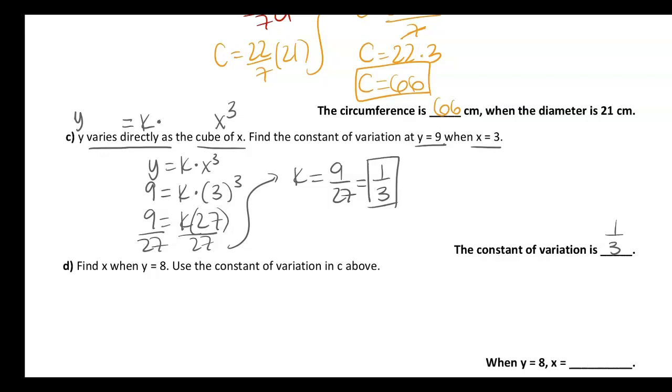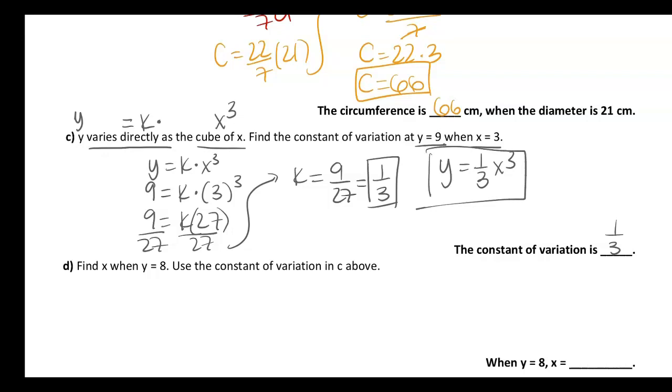Since I read ahead a bit, it says use the constant of variation for C. Let's go ahead and write the equation for this. Using this form that we just had, I'm going to write my equation over here as y equals k, which is now 1/3 x to the third power. This is my equation.